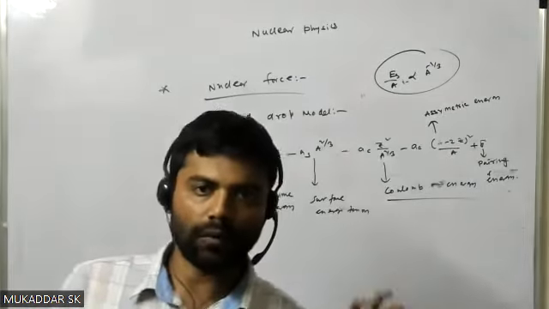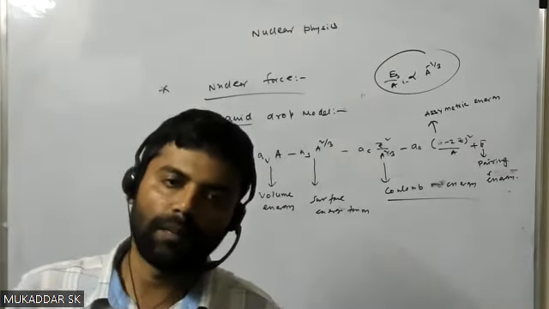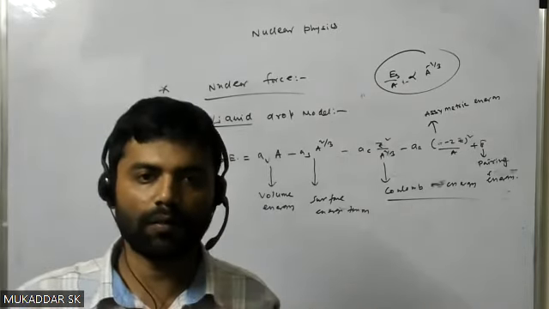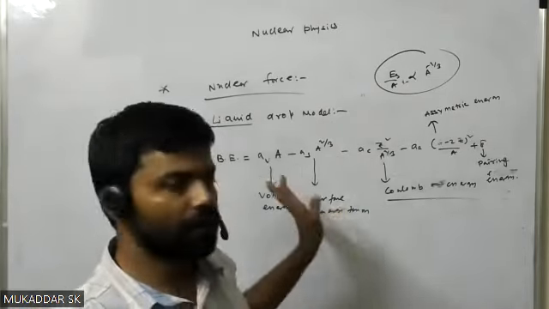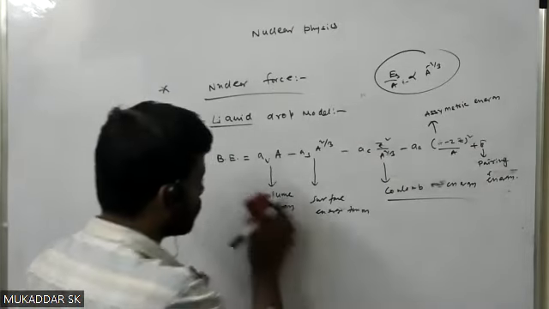Okay, so total volume energy is proportional to mass number. If you calculate total volume energy per nucleon, then you have to divide, and that will be independent of mass number. And you can apply the same for surface energy and Coulomb energy also.